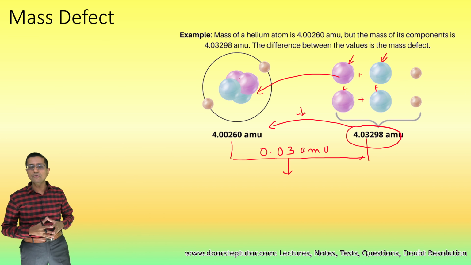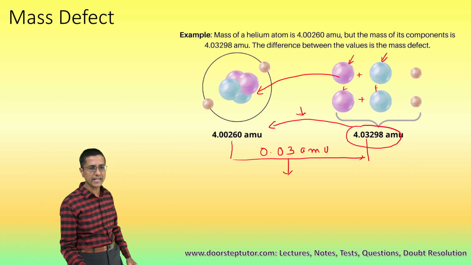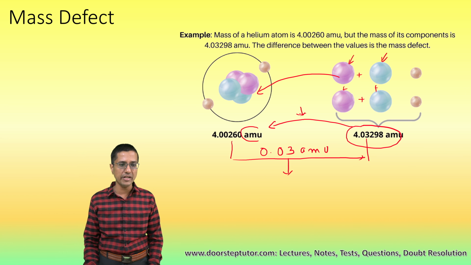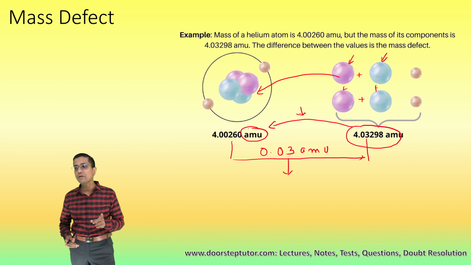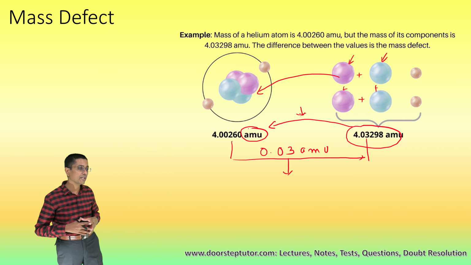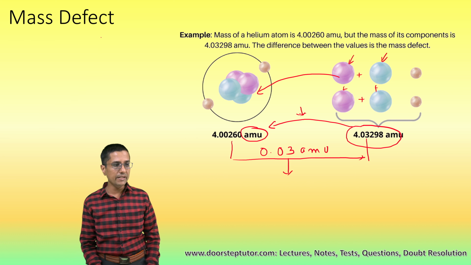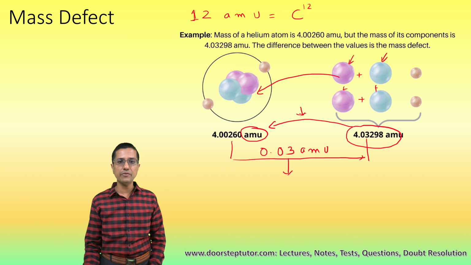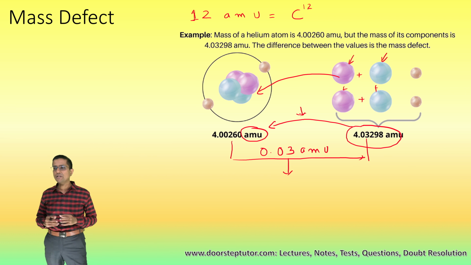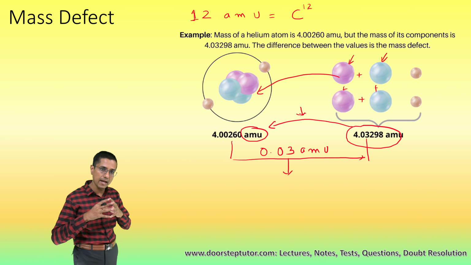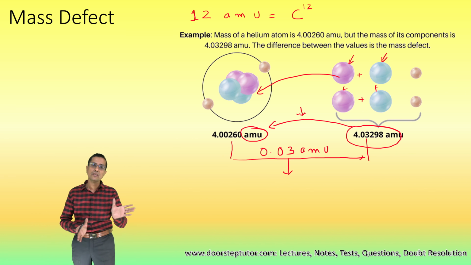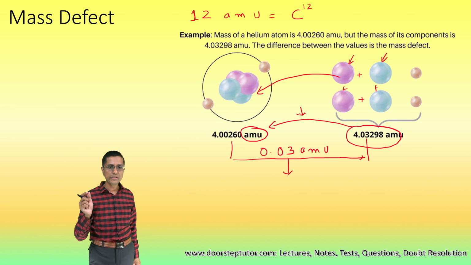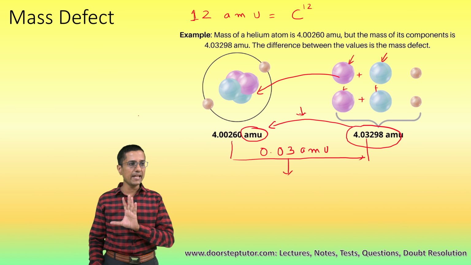Now, even before we go further, let us just understand what this AMU is. So this AMU is the atomic mass unit. It is a unit of mass. Similar to the kilogram, this is the unit of mass. And the unit of mass has been defined in such a way that 12 AMU is equal to the mass of a C12 atom. Okay, so that is the definition. So 12 AMU is equal to the mass of a C12 atom, and that is the definition of an AMU.